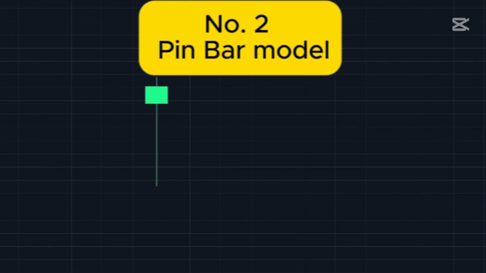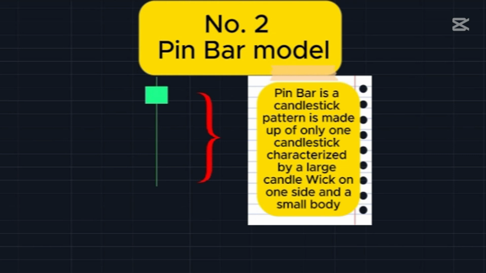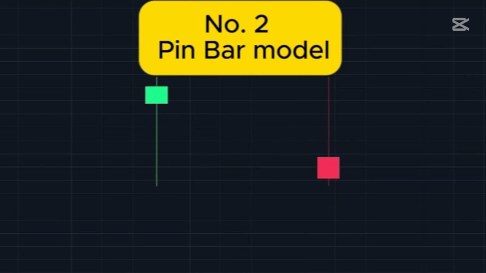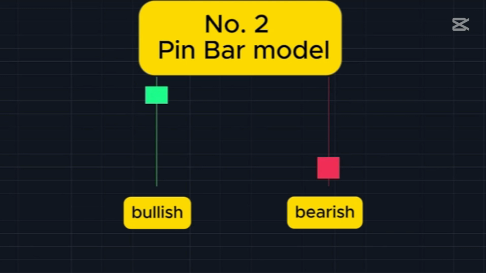Pattern number 2 is the pin bar. A pin bar is a candlestick pattern made up of only one candlestick, characterized by a long candle wick on one side and a small body. There are two types of pin bar patterns. A bullish pin bar is when the candle is green, with a longer wick at the bottom, and a bearish pin bar is when the candle is red, with a longer candle wick on top.